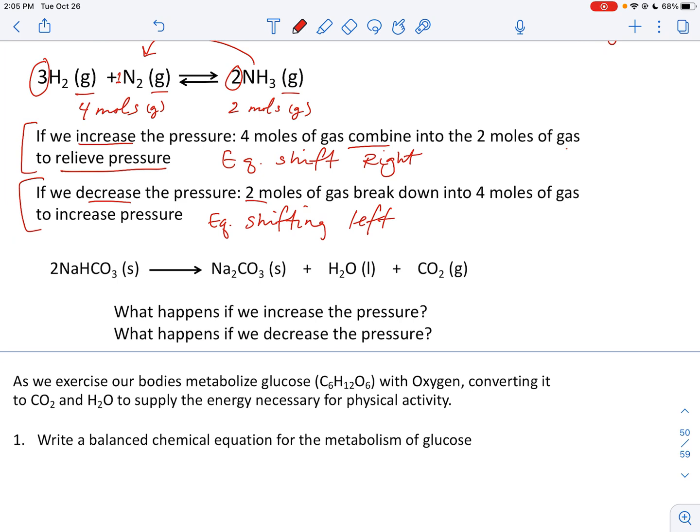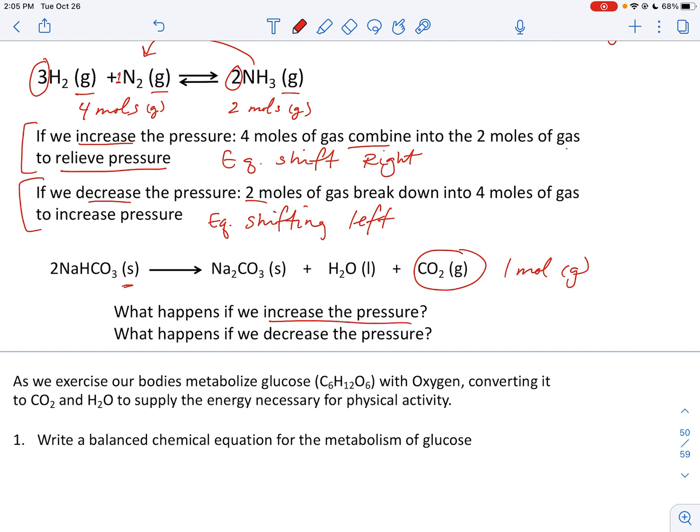We have, in this reaction below, sodium bicarbonate. It's a solid, and it's breaking down. It's decomposing into sodium carbonate, water, and CO2. And we have no gas anywhere except for on the product side over here. On the product side, we just have 1 mole of gas. 0 moles of gas on the reactant side.